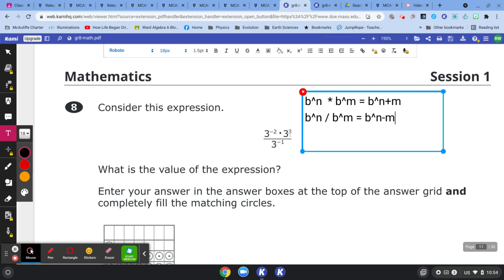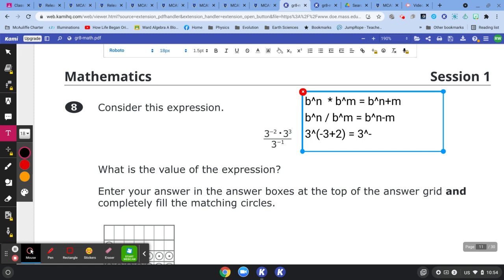So we have multiplication in the top, and let's deal with that. So that's going to be 3 to the negative 2 plus 3 power. So I'm going to say negative 3 plus 2 for my numerator. And then I'm dividing that by 3 to the negative 1. So I could just subtract negative 1 from all that. But I'm just going to deal with the numerator first. The numerator is going to be 3 to the negative 1 power.